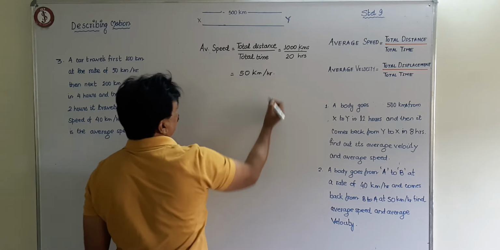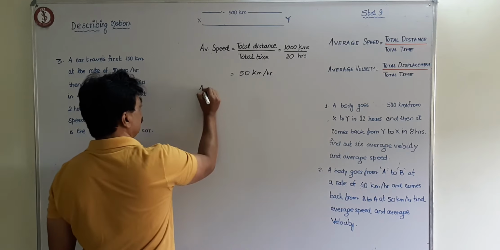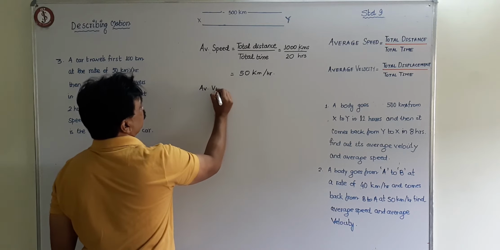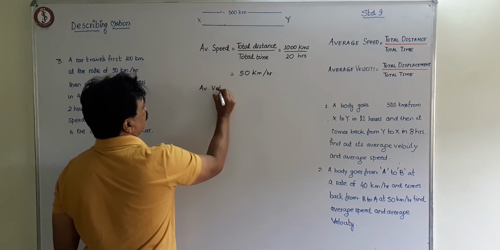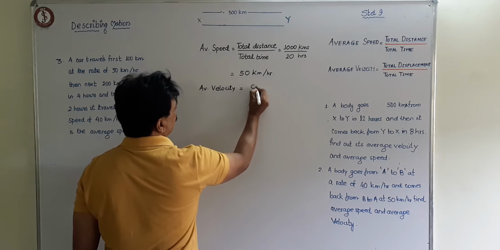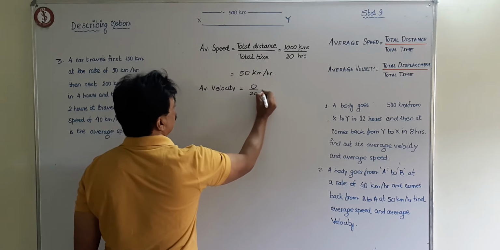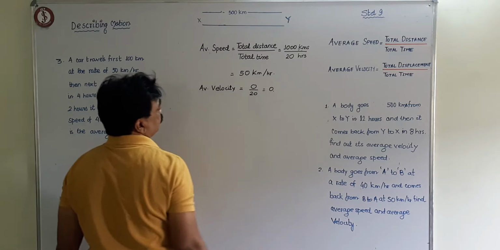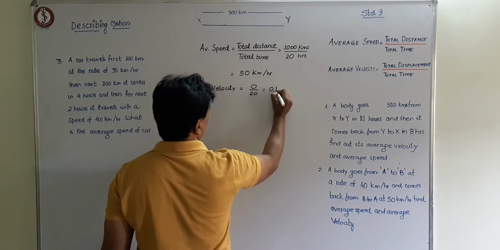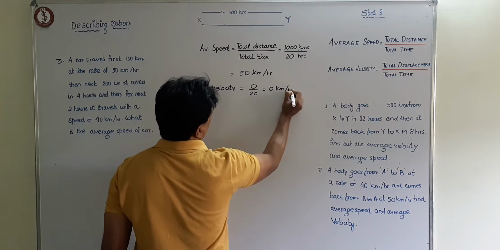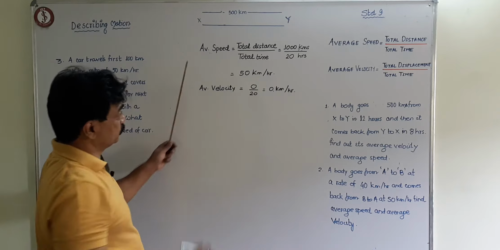And obviously average velocity will be 0. So can you tell why average velocity will be equal to 0? Because total displacement is 0 by total time 20. So 0 kilometer per hour we can write. So the first question is there.